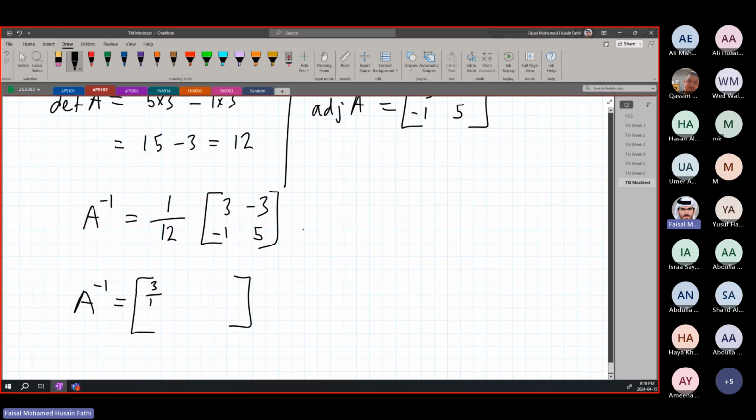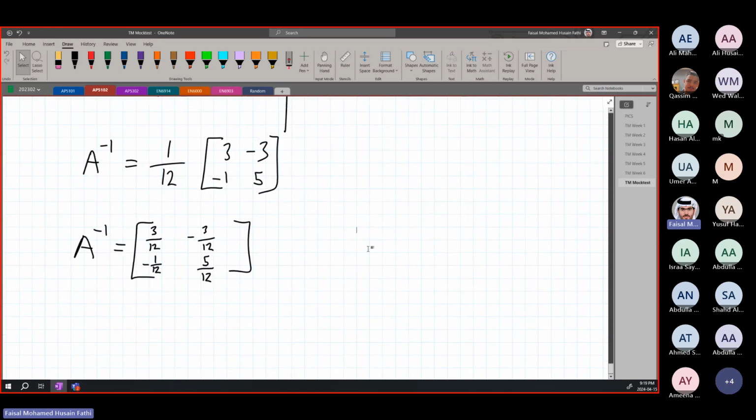3 over 12, minus 3 over 12, minus 1 over 12, 5 over 12. Again, we're just distributing 1 over 12. We're multiplying 3 by 1 over 12, multiplying minus 3 by 1 over 12, minus 1 by 1 over 12, 5 by 1 over 12. And this will be your final answer.